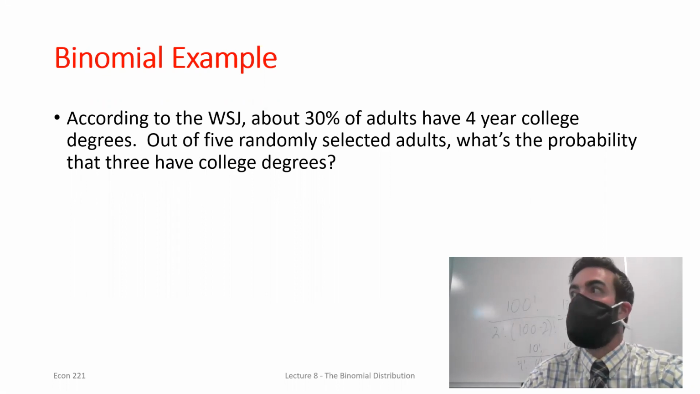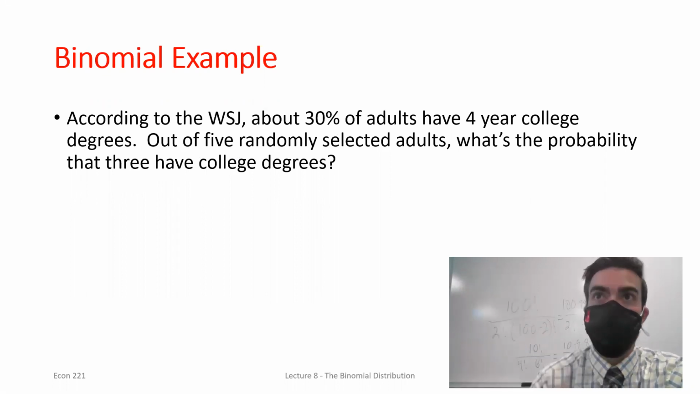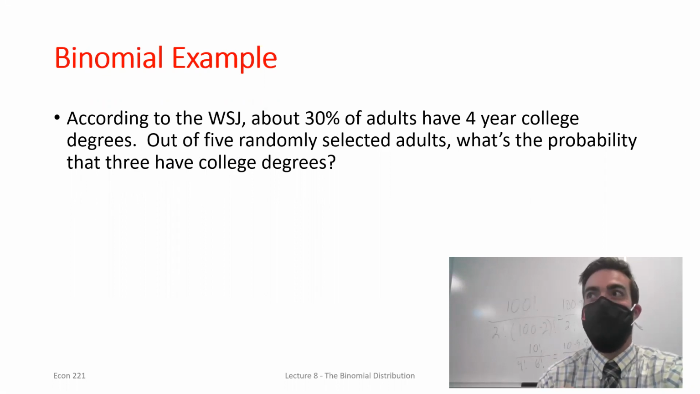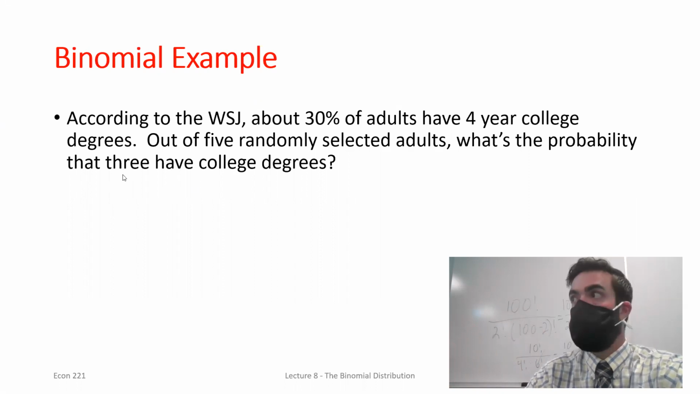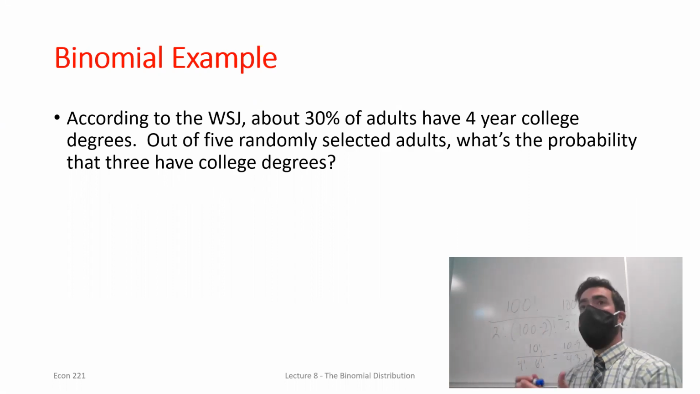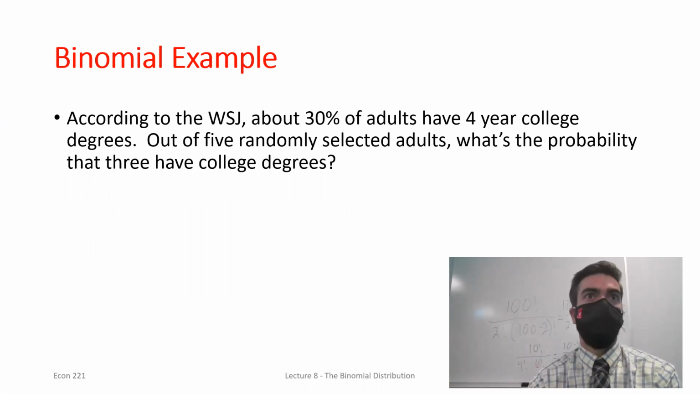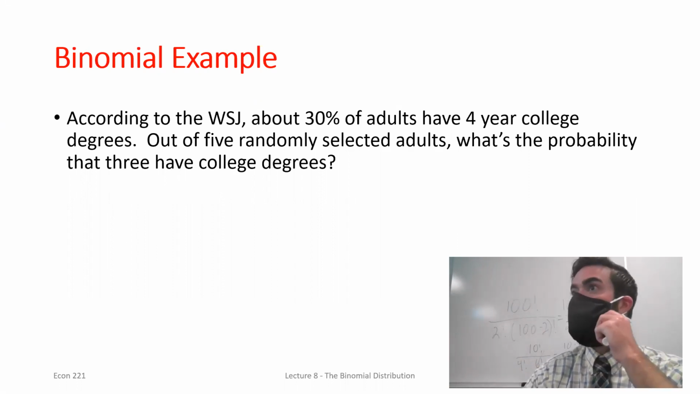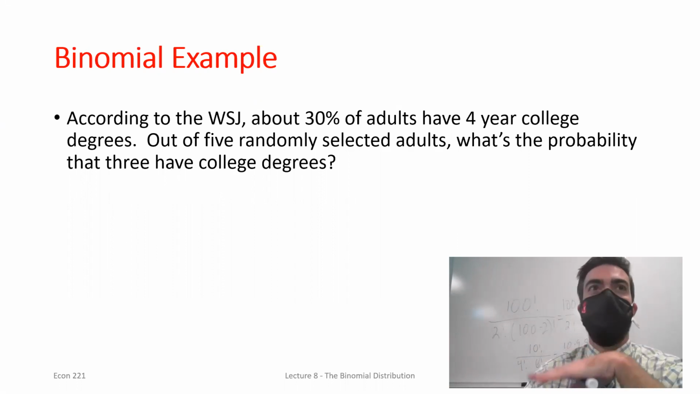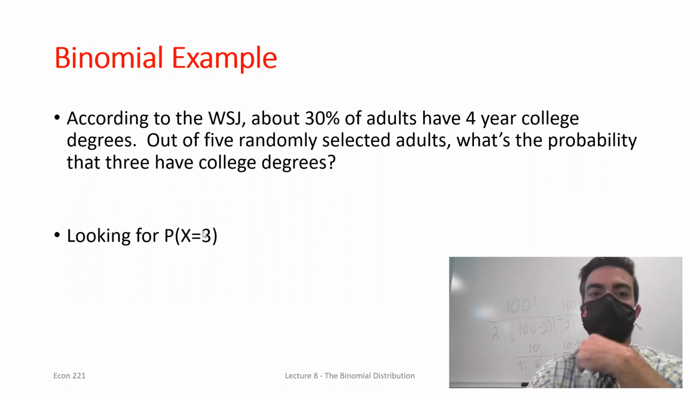So here, my experiment is really just randomly selecting a person and asking them a question. So what's my number of trials here? 5. I'm asking 5 people. The number of successes I'm interested in is 3. X is 3. And my probability of success for any one person would be 0.3, because here, my success is that they have a college degree, right? And then I guess the failure would be that they don't. That's not necessarily true, but it's the way in which we're constructing this example. So we're looking for the probability that X is equal to 3.